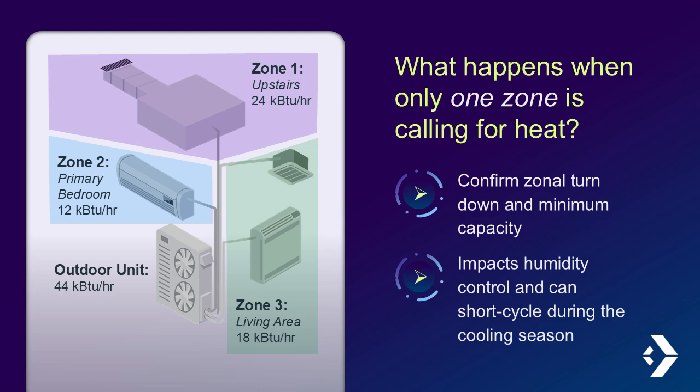From a design perspective, it's best to limit multi-split systems to a maximum of 3 indoor zones per outdoor unit. When only one zone is active, it's also important to confirm the system's zonal turndown ratio and minimum capacity. Choosing outdoor systems with better turndown can help a lot with efficiency when demand is low. Keep in mind that short cycling doesn't just affect heating, it can also impact humidity control during the cooling season. If the system cycles too quickly, it may struggle to maintain proper humidity levels.